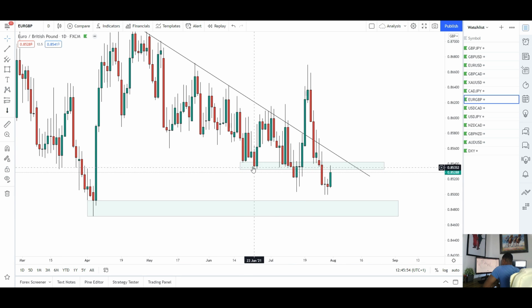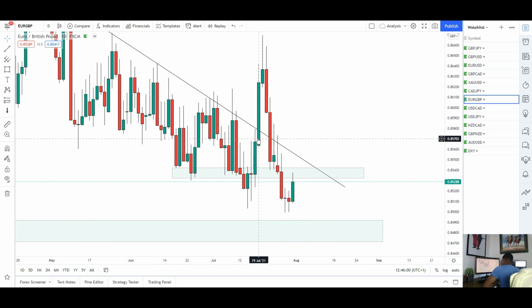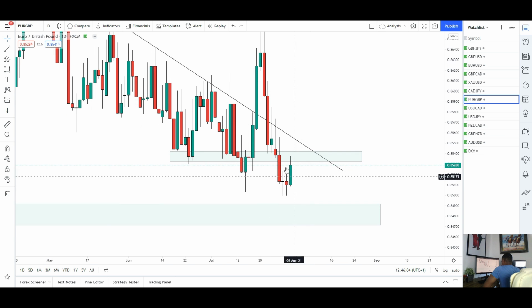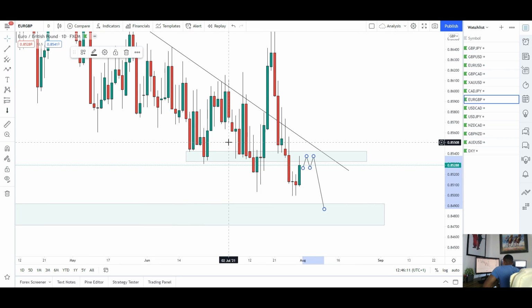Really nice support there, 1, 2, 3. Nice false breakout, and now back underneath that same area. So for me, as long as we can stay below this trend line, and as long as we can stay below this resistance, now I'm looking for more selling opportunities for Euro GBP to take it into that support down there around the 0.84800 mark.